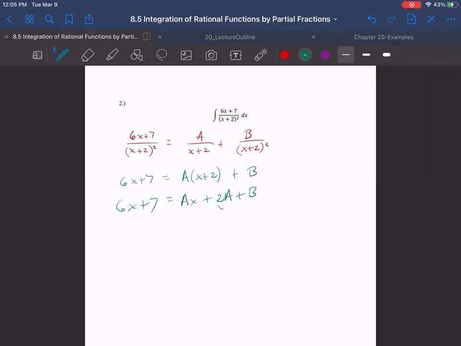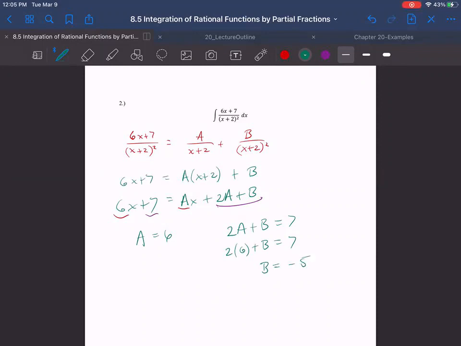So this part right here, this here matches this, and this here goes with that, right? So we immediately know a equals 6 and 2a plus b equals 7. We already know that a is 6, so this is 2 times 6 plus b equals 7. So that's 7 minus 12 is what? And so b is -5.